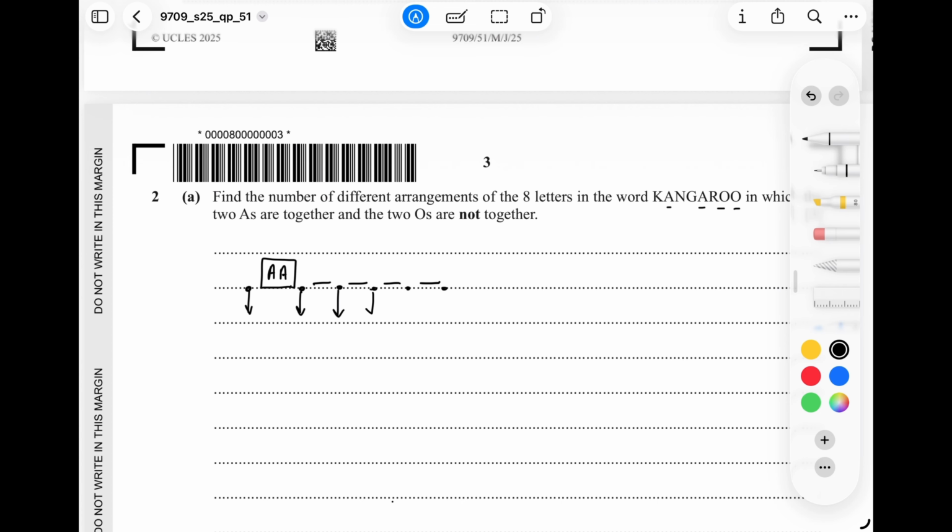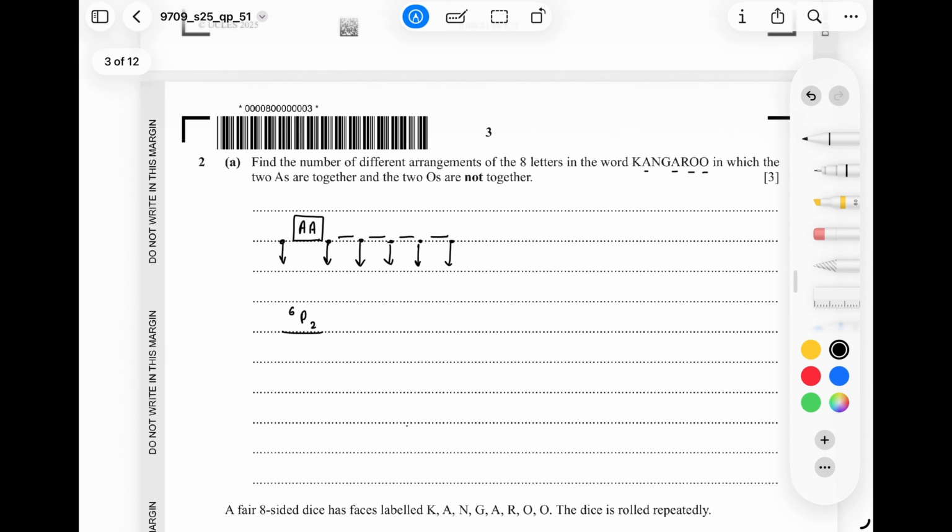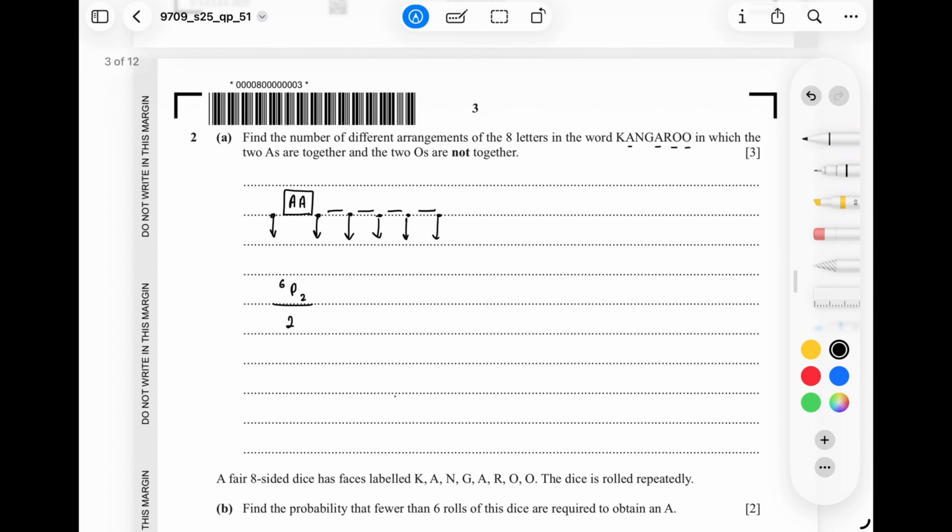Right? So let's see. This is 1, 2, 3, 4, 5, 6. Out of these 6 spaces, you can put 2 O's. So that's going to be 6 permutation 2. But the O's are the same, right? So whenever they're the same, we're going to do 2 factorial.